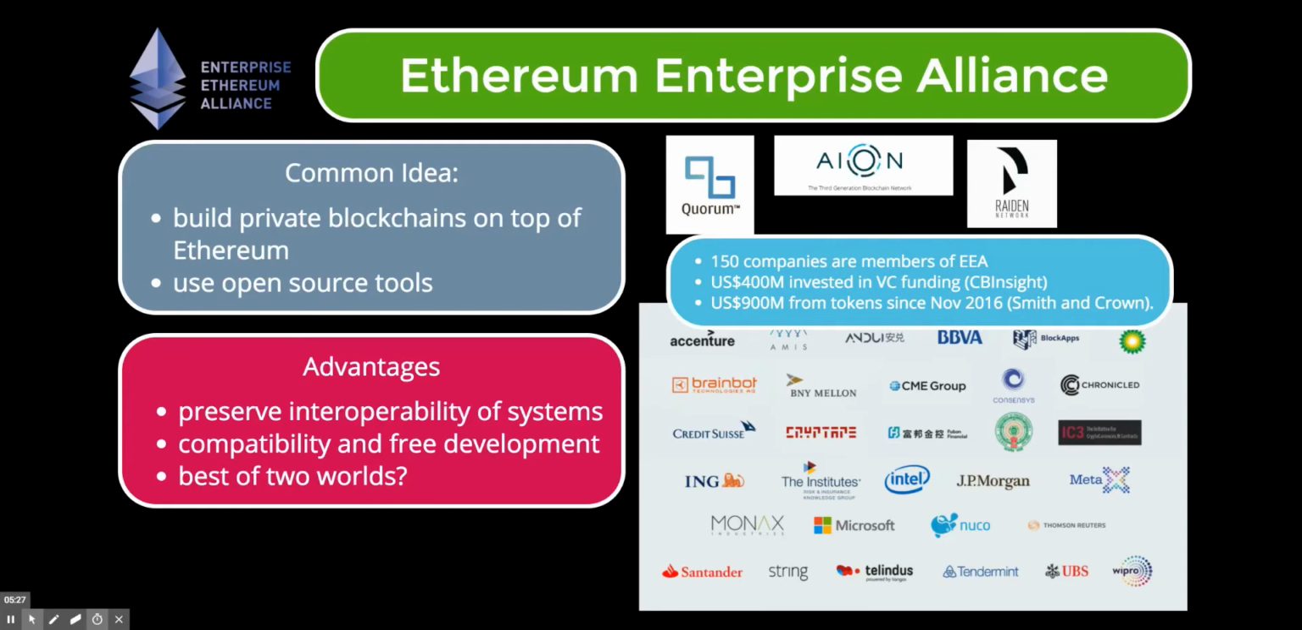So the idea is it could very well be the best of both worlds. Now let's talk briefly about the Ethereum Enterprise Alliance. That's essentially a group at the moment of about 150 companies that are members. They have collected so far over 400 million in VC funding, and there have been issuances of about 900 million US dollars worth of tokens since November 2016. And if you look at this list, many major firms are part of this consortium, such as British Petrol, Accenture, JP Morgan, and so on and so forth.